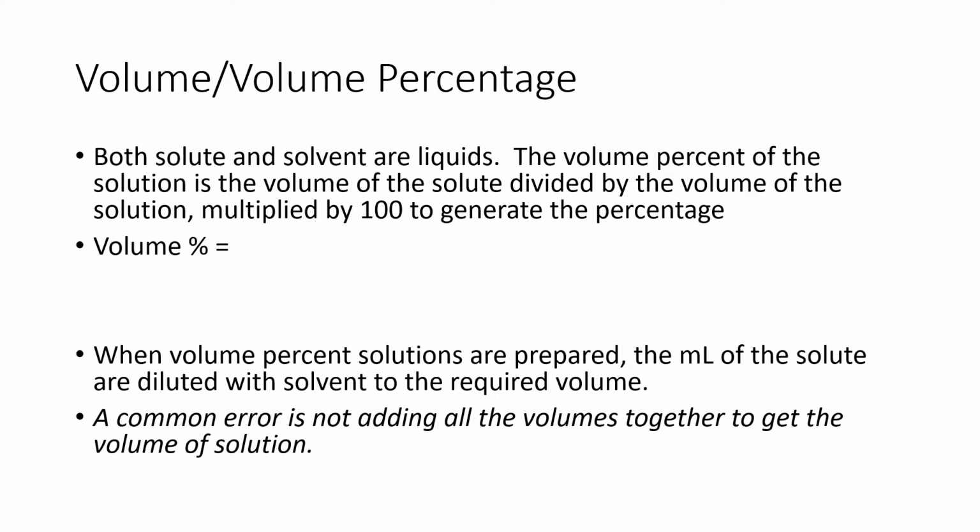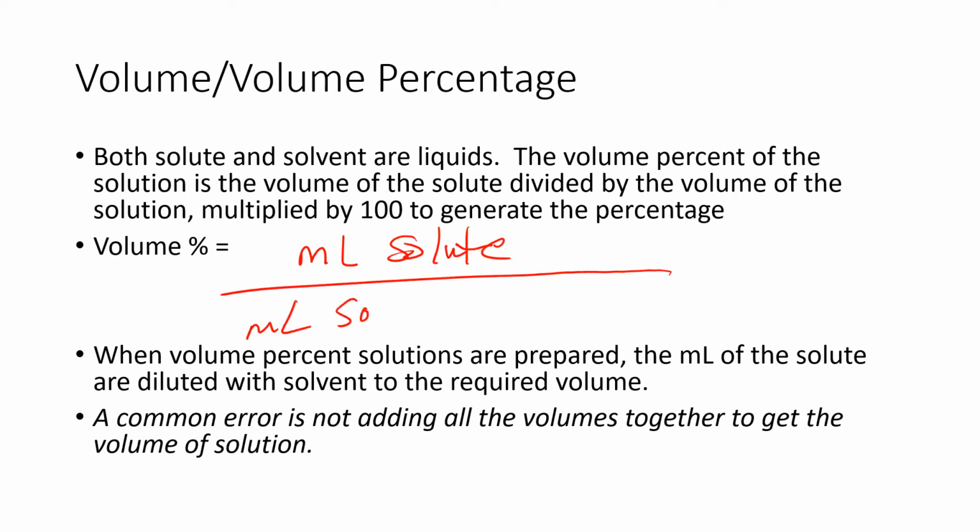Volume to volume percent. So same principle, but you're going to use volume. So that means it should be milliliters. It could be liters, but most likely it'll be milliliters. So same thing. So it's milliliters of solute divided by milliliters of solute plus milliliters of solvent times 100. Not too bad.